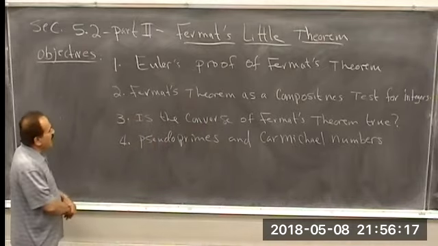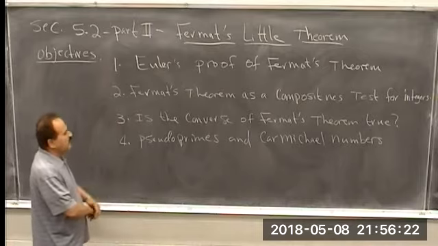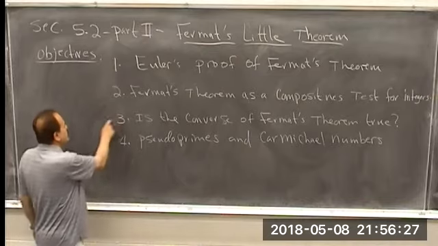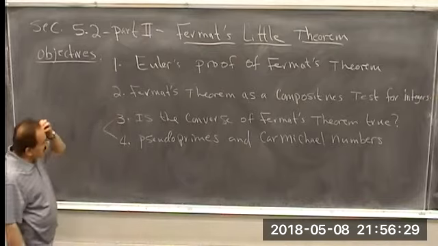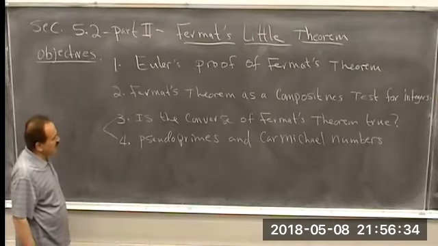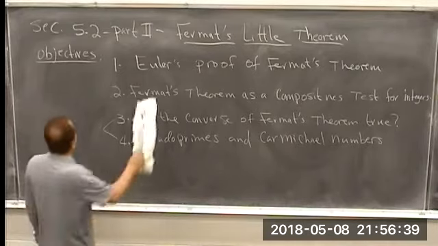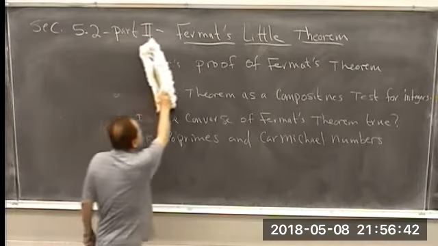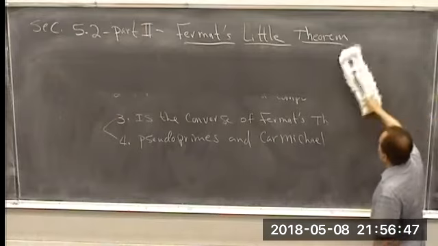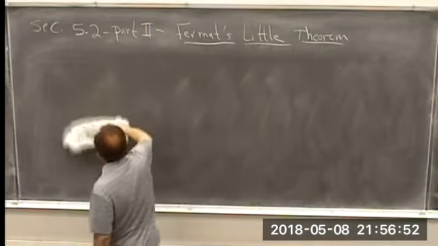Then we're going to look at special types of numbers. They are not primes actually; they are called pseudoprimes and Carmichael numbers. Of course, we will see the relationship between the converse of Fermat's theorem and these types of numbers. All right, so let's get started on the proof of Fermat's theorem that Euler gave, and he used the binomial theorem, basically.